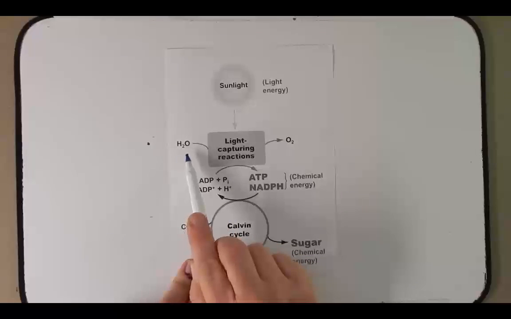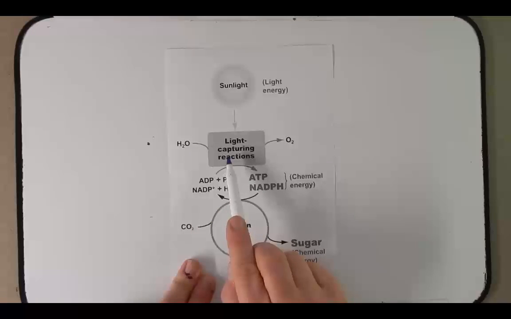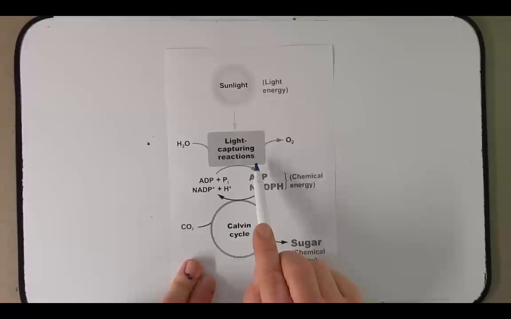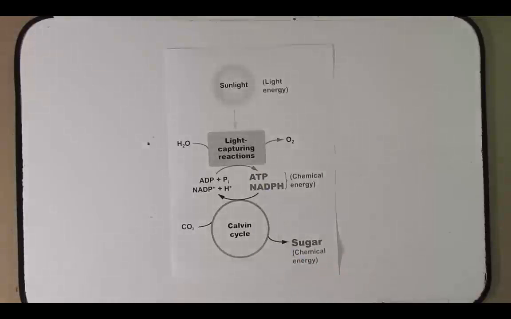We also just talked about how water is used to generate oxygen, but the main purpose for the plant doing this is to regenerate those electrons in the special pair of chlorophylls in the reaction center. In the next podcast, we're going to pick up right where we left off here with the Calvin cycle.